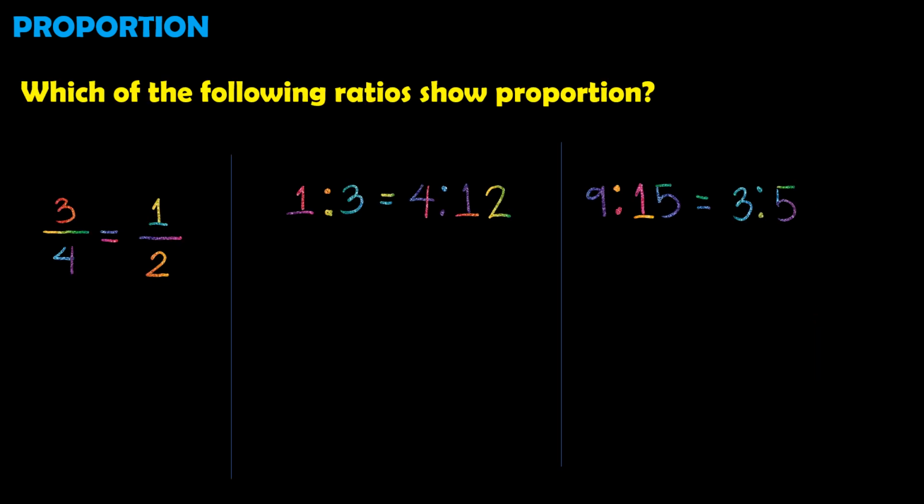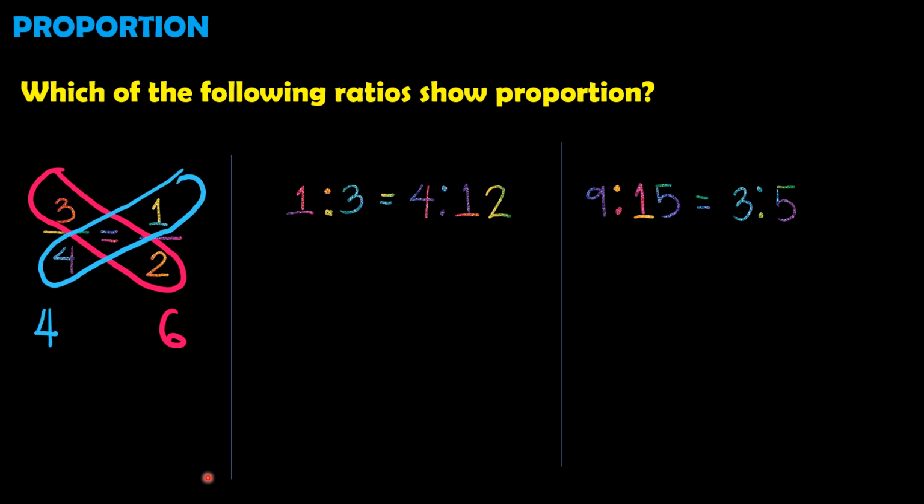Okay, let's try more examples about proportion. So which of the following ratios show proportion? The first one, we have 3 over 4 equals 1 half. So we simply cross multiply 3 and 2, that will give us 6. And then multiply 4 and 1, that would give us 4.